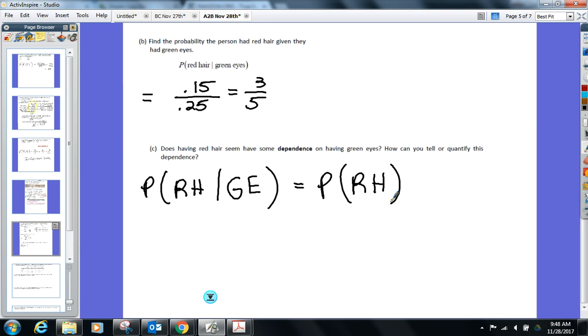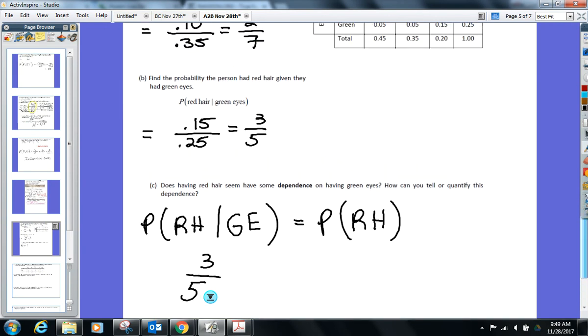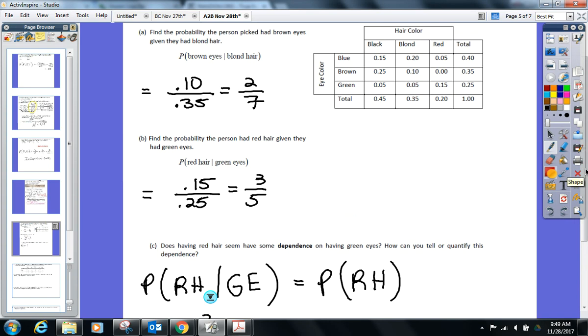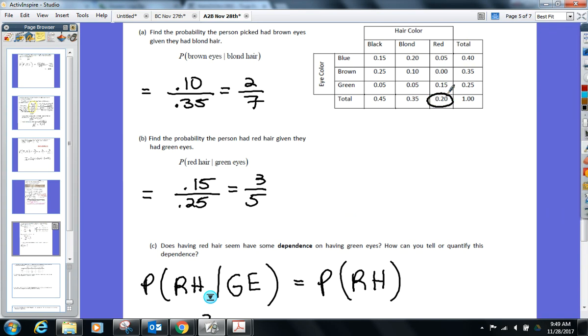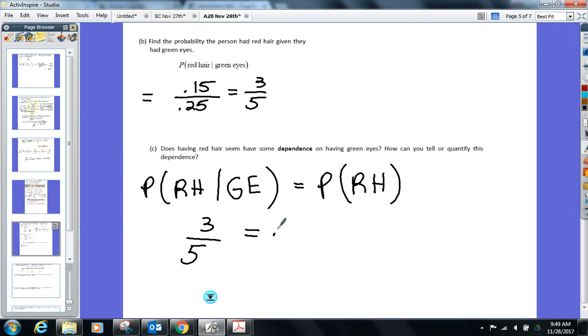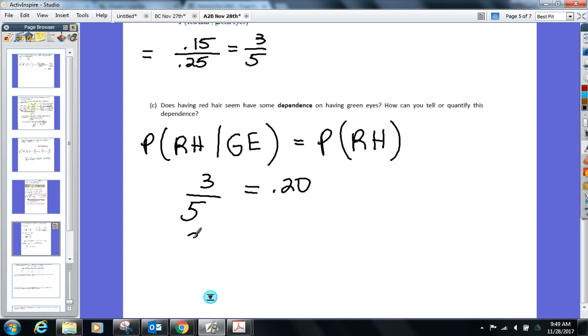I believe we already found out the first one, right? We found this to be 3 out of 5. We just did that in part B. What's the probability of red hair? Let's go back. Red hair, 0.20. We want to convert that back into a fraction. The probability as a fraction that you have red hair, 1 out of 5.